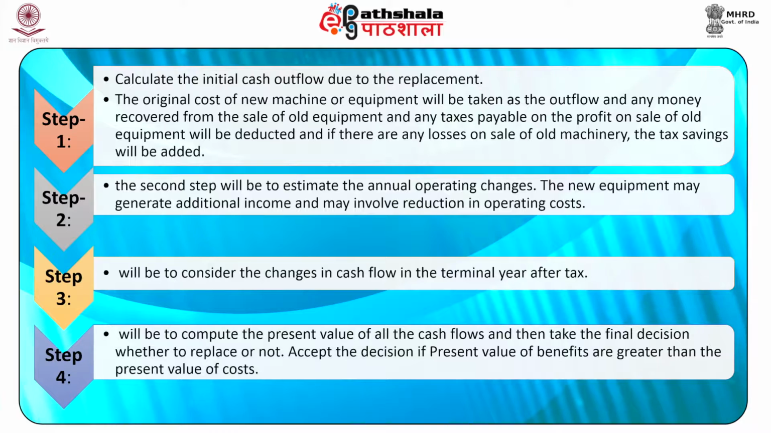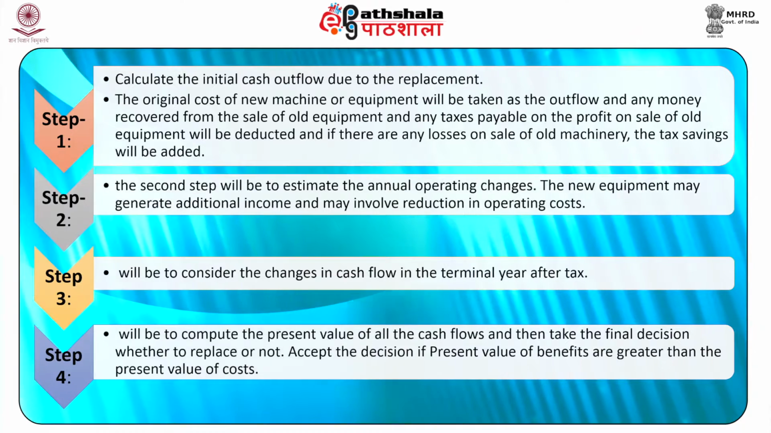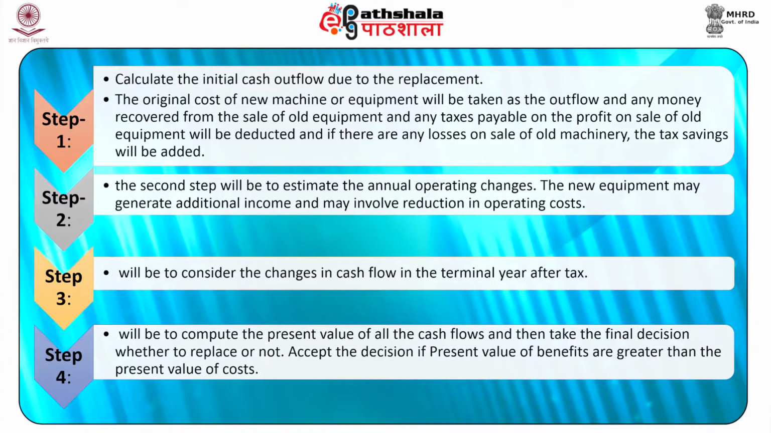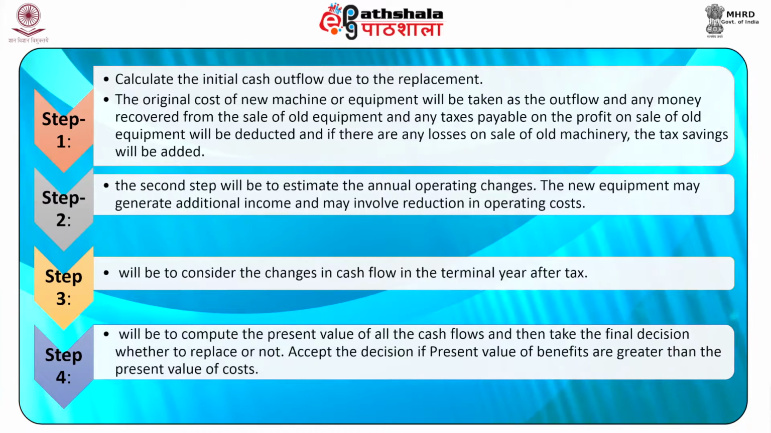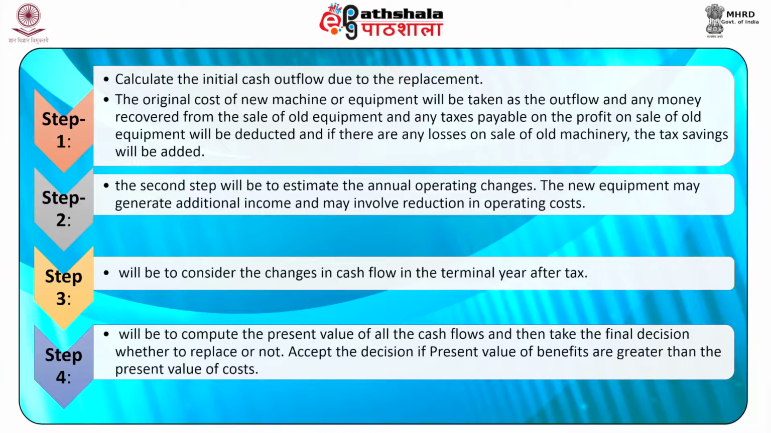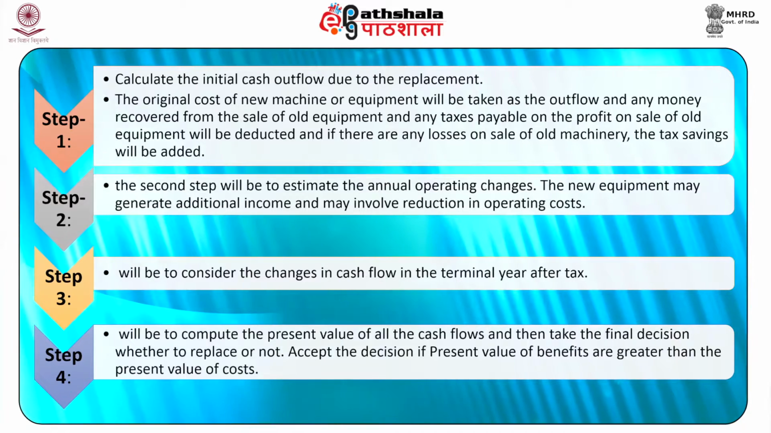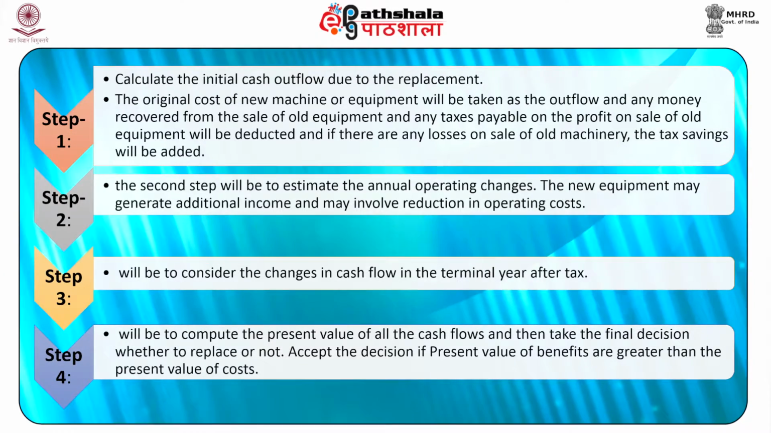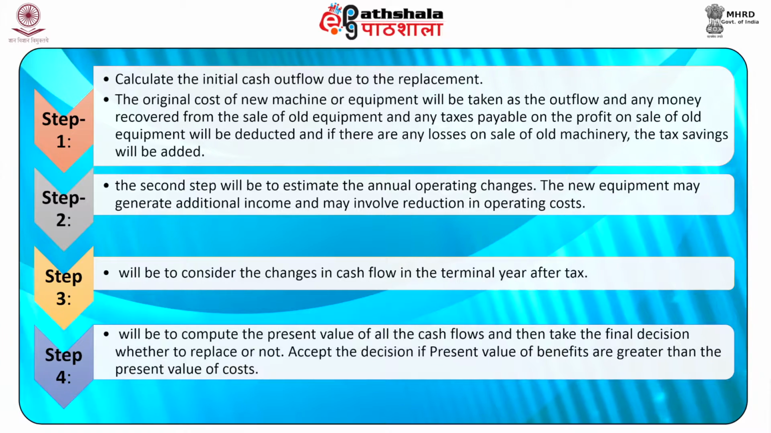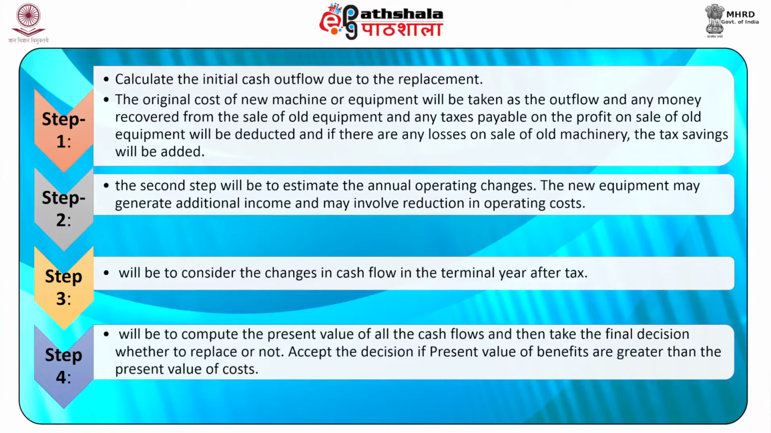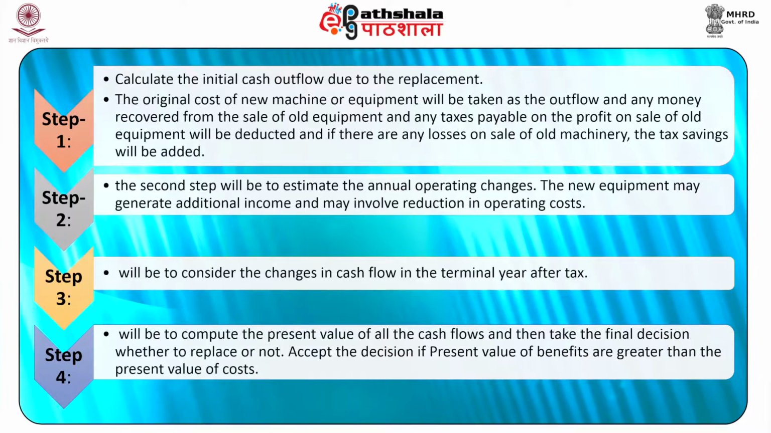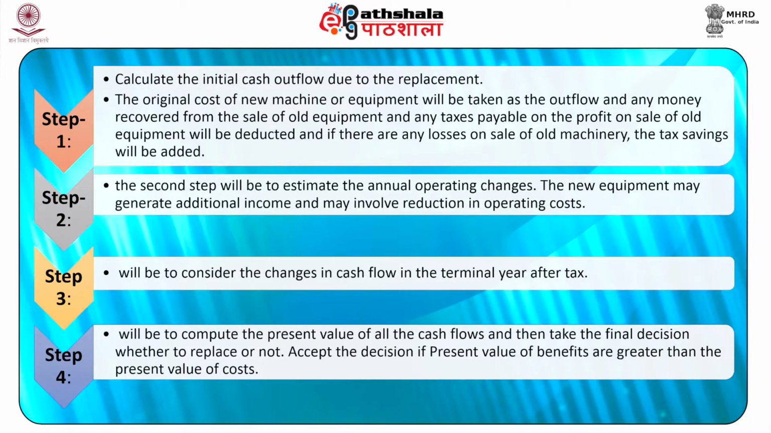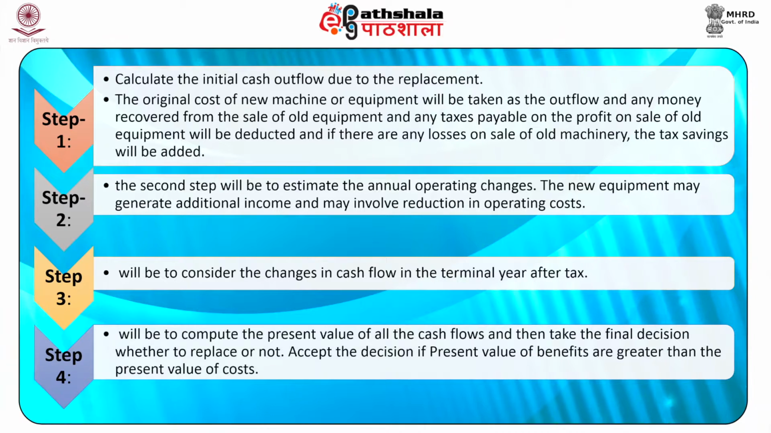Step 1. Calculate the initial cash outflow due to the replacement. The original cost of the new machine or equipment will be taken as the outflow, and any money recovered from the sale of old equipment and any taxes payable on the profit on sale of old equipment will be deducted, and if there are any losses on sale of old machinery, the tax savings will be added.